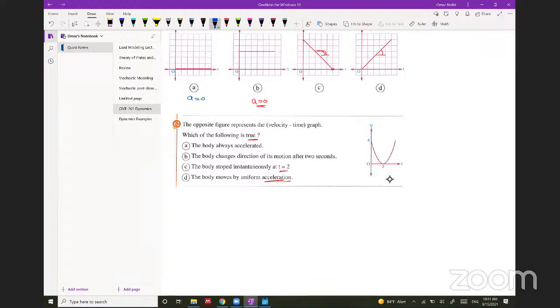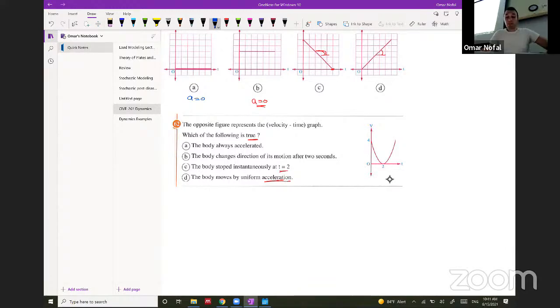Well, C would be true, wouldn't it? Exactly, that's right. Let's go through them one by one. The body is always accelerated. No, it's not, because from 4 to 2, the velocity is decelerating, and after 2, the velocity is increasing, so it means it's accelerating.